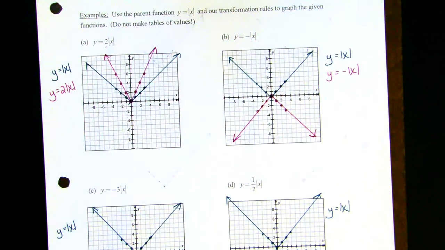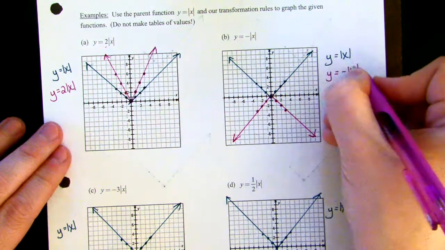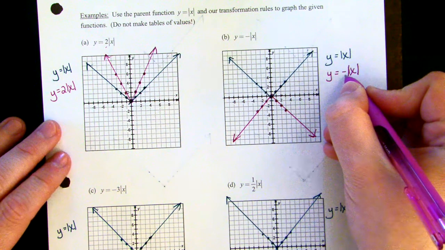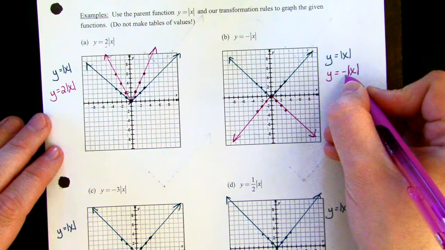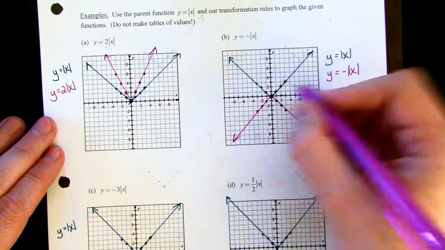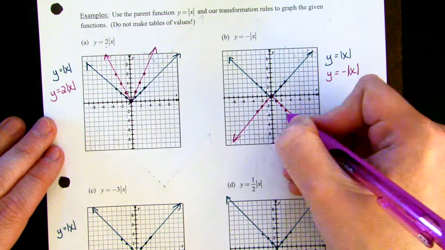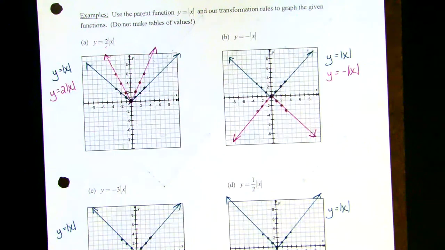And I'm getting something like that. Another way you could think about this one is you could say there's a negative 1 out front before your bars, and we could multiply all of our y values by negative 1. 1 times negative 1 is negative 1. 2 times negative 1 is negative 2. 3 times negative 1 is negative 3. It'll get you the same graph. I'll give you a moment to get caught up.